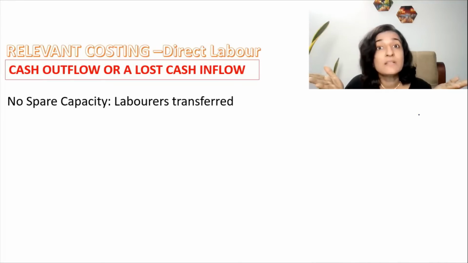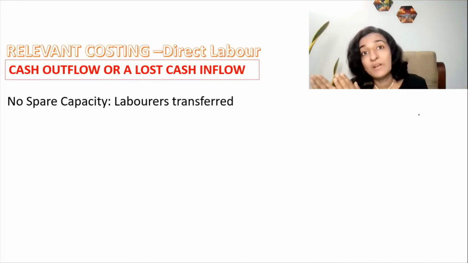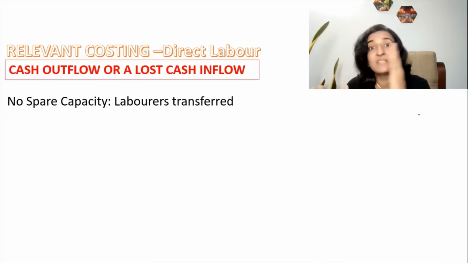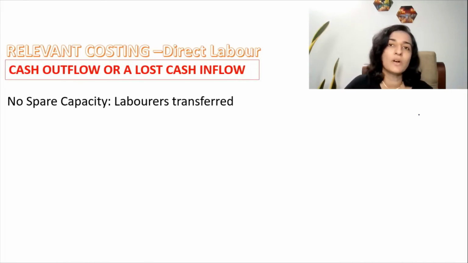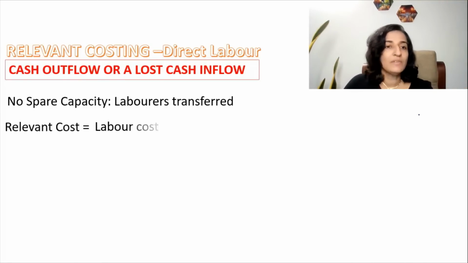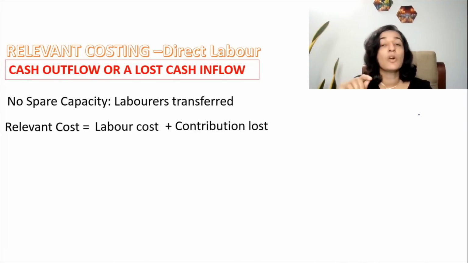So whenever there is no spare capacity and when laborers are transferred from an existing business to a new business, there are two types of relevant cost. One is the actual wages paid, and the second one is the lost contribution of the existing business. You have to total it to get the total relevant cost of labor when there is no spare capacity and when laborers are transferred. So relevant cost is the labor cost, that's the actual wages that you pay, plus the contribution lost of the existing business.